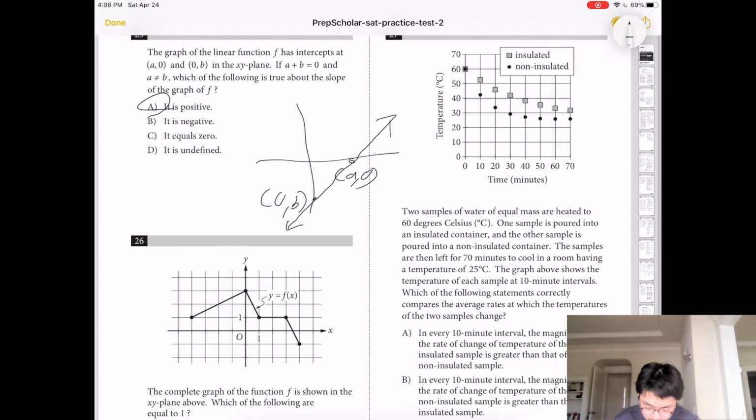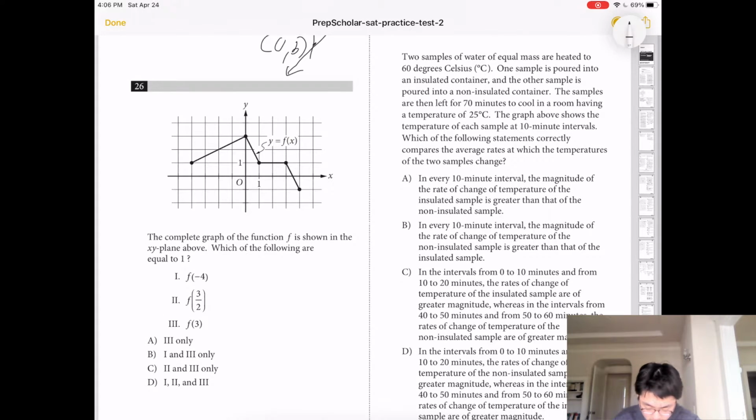Number 26. Which of the following are equal to 1? F of negative 4 is 1. F of 3 halves is also 1. And F of 3 is also 1. So the answer is 1, 2, and 3.